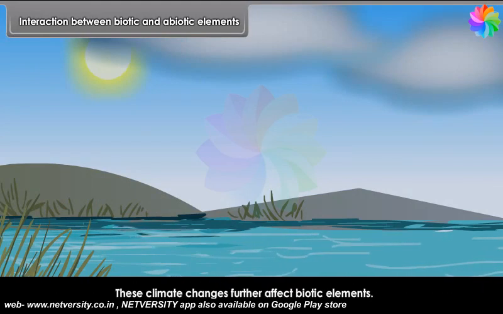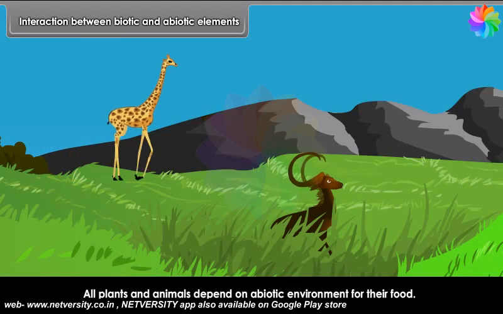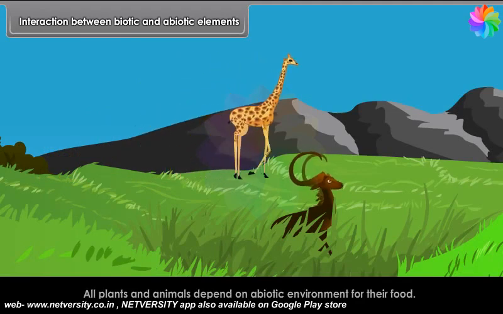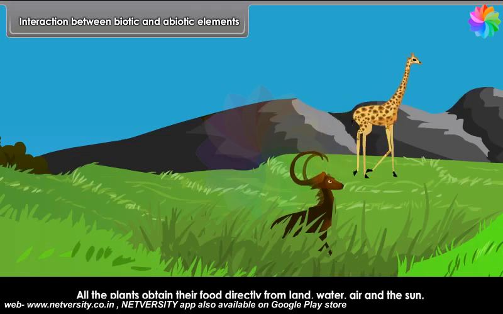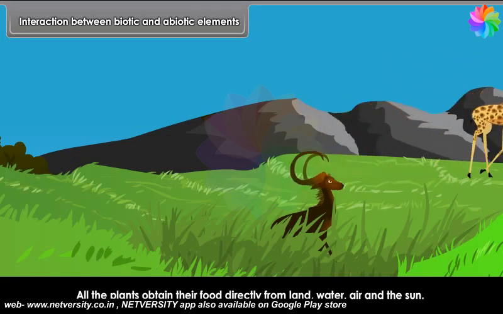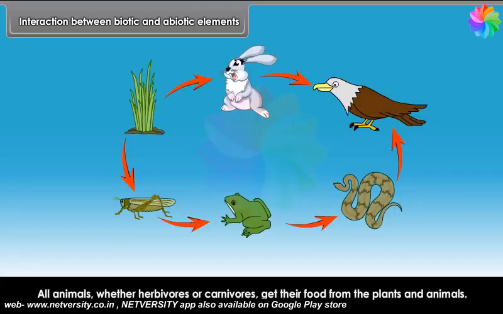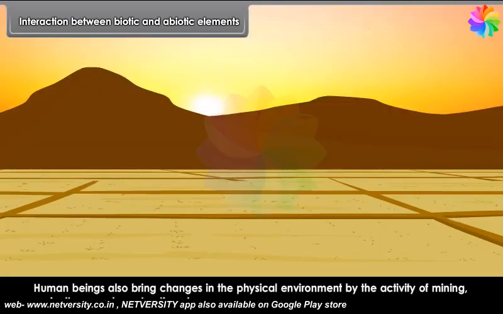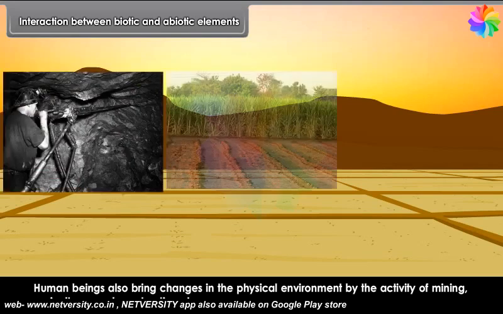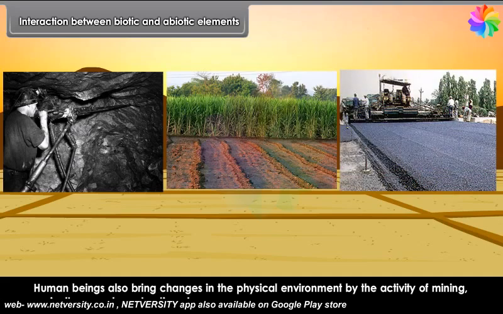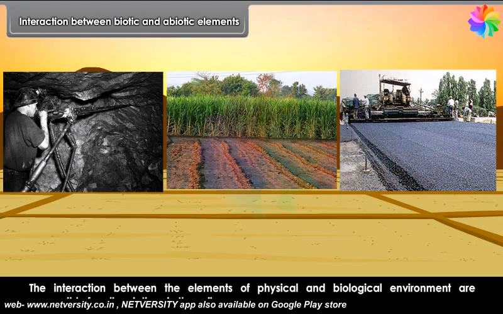All plants and animals depend on abiotic environment for their food. All the plants obtain their food directly from land, water, air and the sun. All animals, whether herbivores or carnivores, get their food from the plants and animals. Human beings also bring changes in the physical environment by the activity of mining, agriculture, road construction, etc. The interaction between the elements of physical and biological environment is responsible for all variations in the soil, vegetation, and distribution of plants and animals.